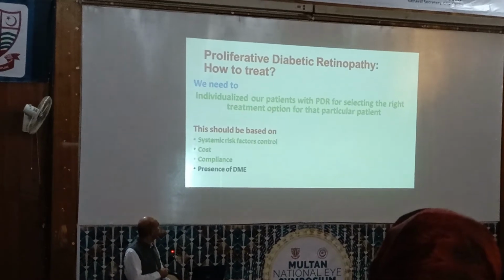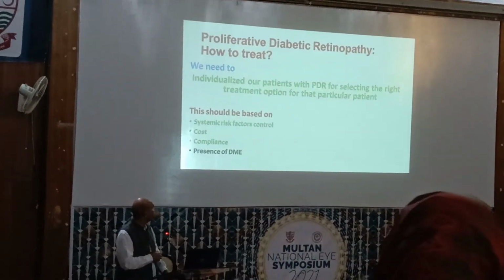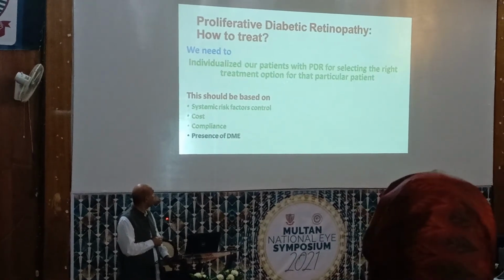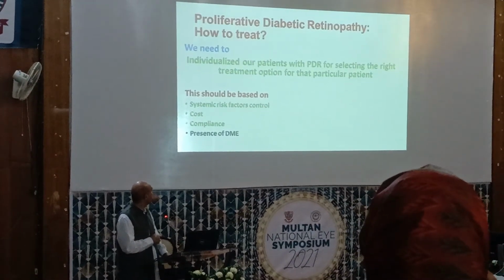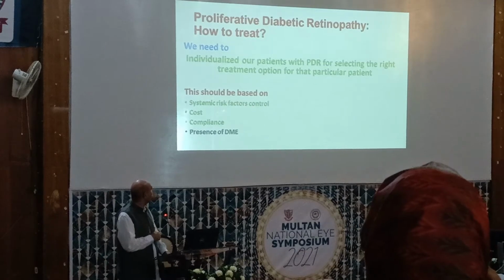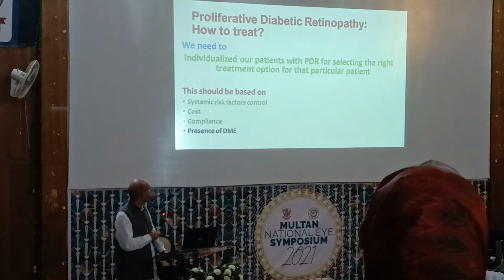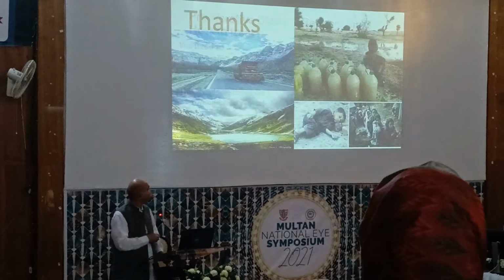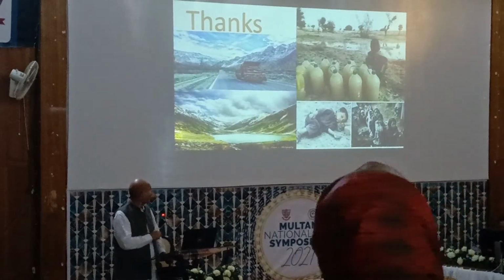So we need to individualize our patients with changes of proliferative diabetic retinopathy, selecting the right treatment option for a particular patient. And we should keep these things in mind: systemic risk factor control, cost of the treatment, compliance, and presence of DME. Thank you very much.